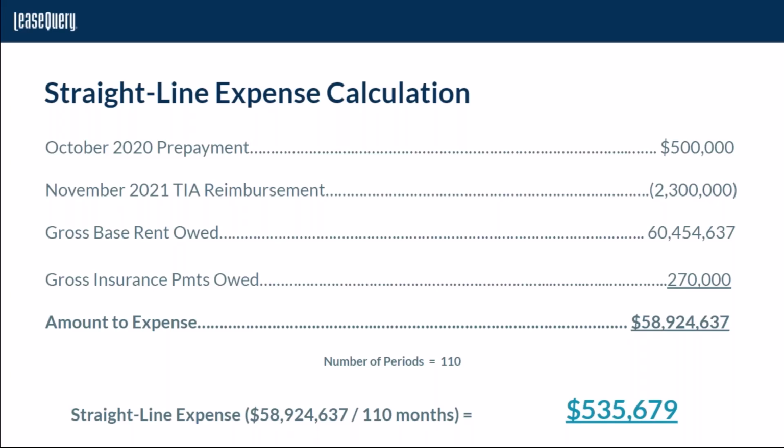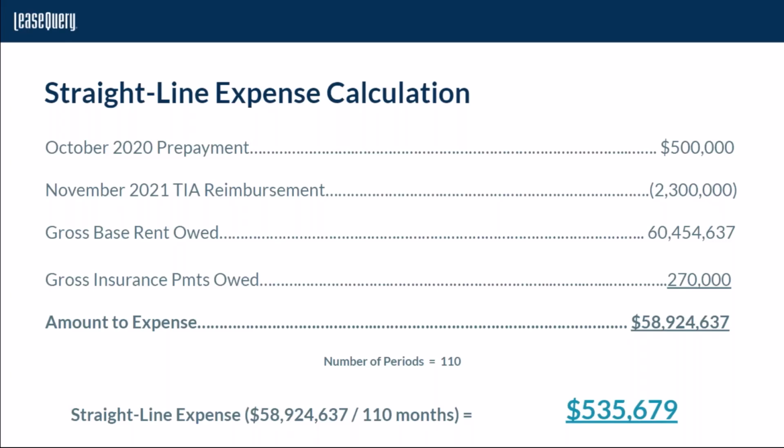So that is the total amount of money that we need to expense over the term length of this agreement. We already identified that 110 months is going to be the term length that we recognize the expense. So do the simple math there. That leads us to a straight line recognition of operating lease expense of $535,679.